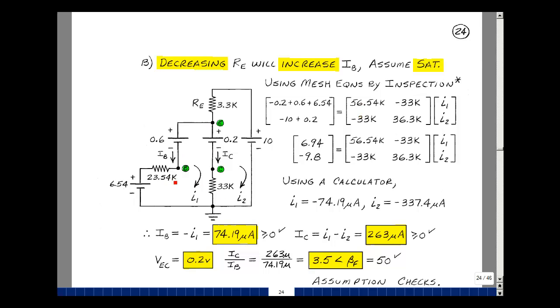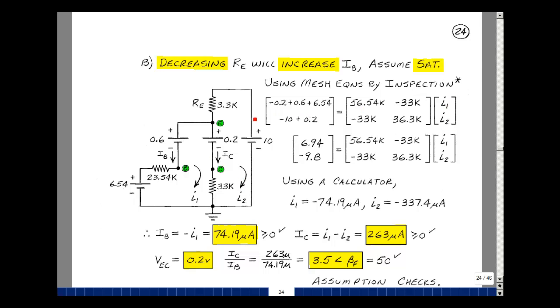It'll be the sum of these two, which is 56.54K. Between meshes 1 and 2, I've got a 33K resistor. It's going to be minus that value. And then if you go around the mesh counterclockwise, record all the drops you see. So minus 0.2 plus 0.6 plus 6.54 would be what goes in the left-hand side of the equation. Then we're going to multiply these two by the mesh currents I1 and I2.